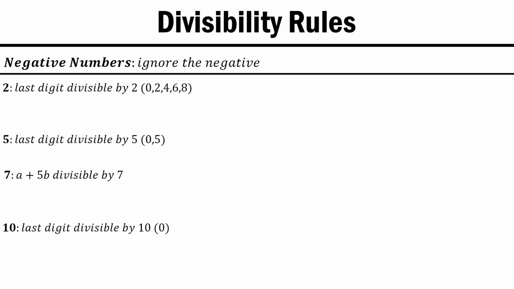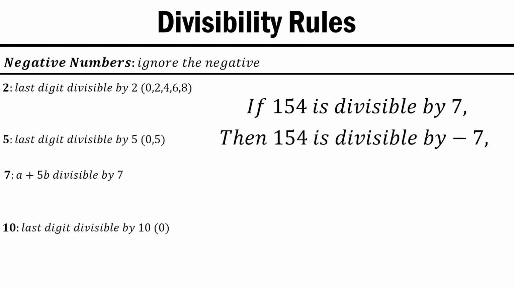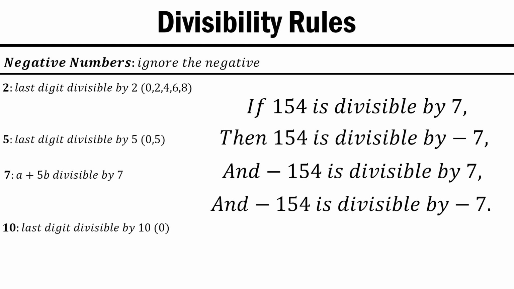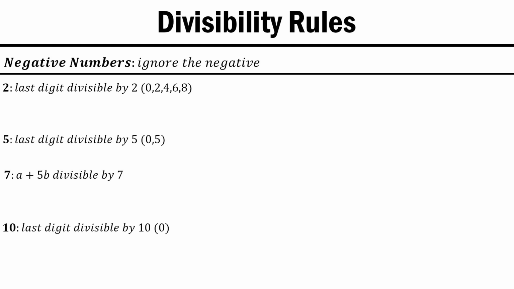For example, since we know 154 is divisible by 7, we know it is also divisible by negative 7, and that negative 154 is divisible by 7 and negative 7 as well. So we can basically ignore the negative when we're dealing with divisibility. We also know that 0 does not divide any integers, and 1 divides all integers.